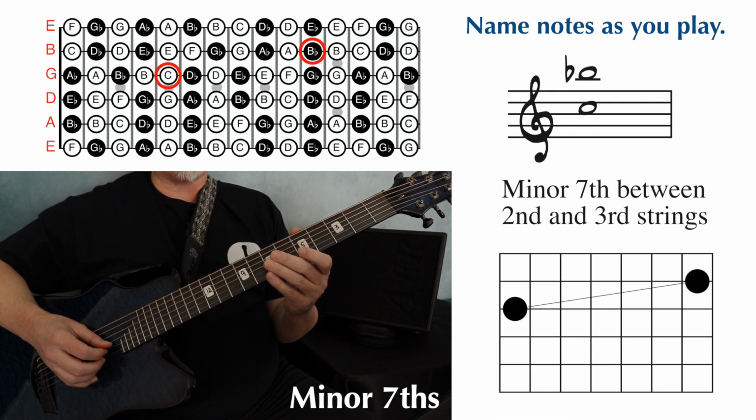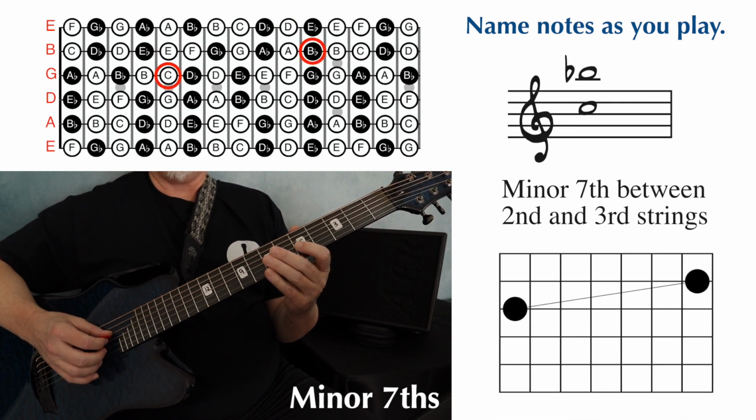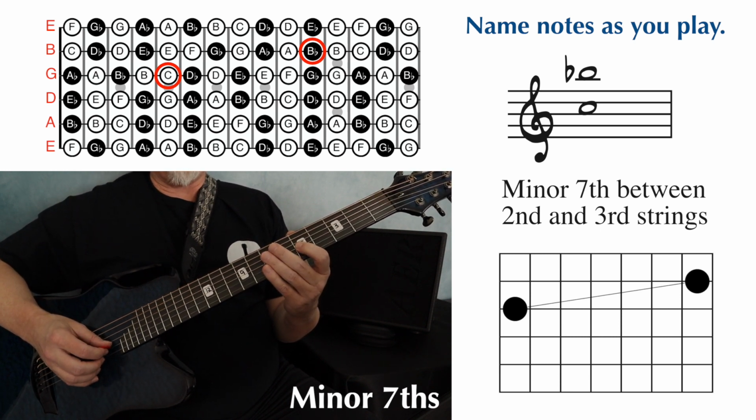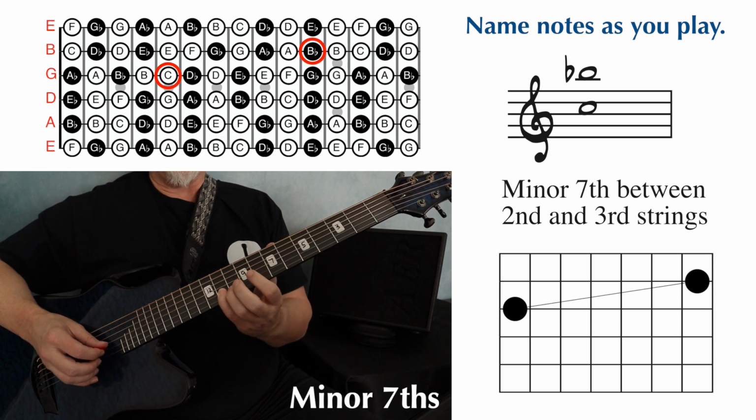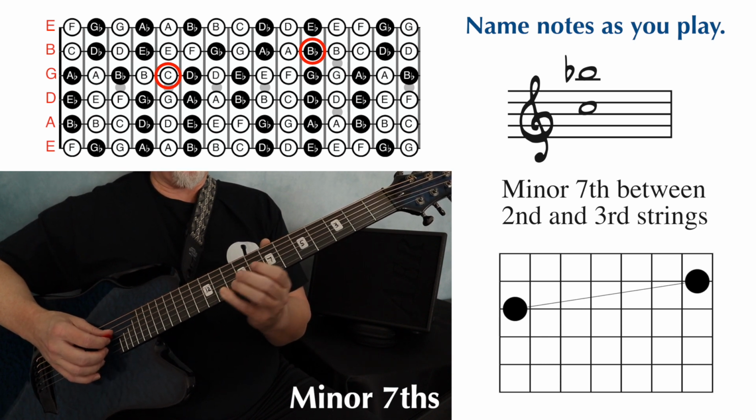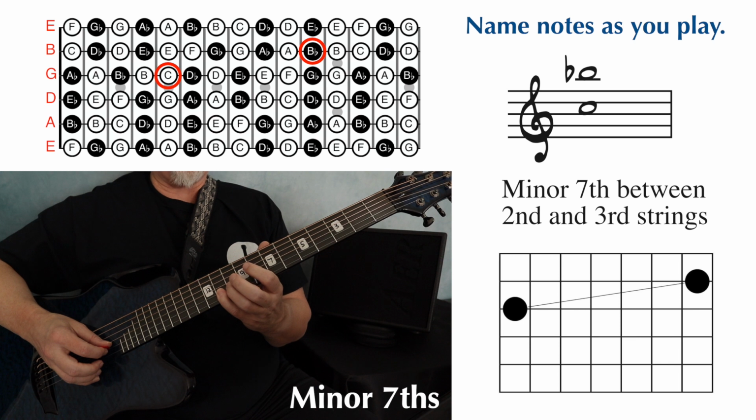Minor 7th between strings 2 and 3 is 6 frets away. Here's a C. Minor 7th above a C is a B flat. That's going to be 6 frets away. C, B flat.